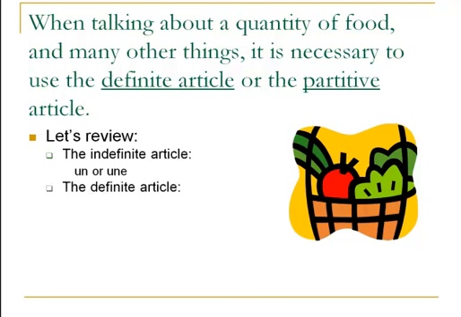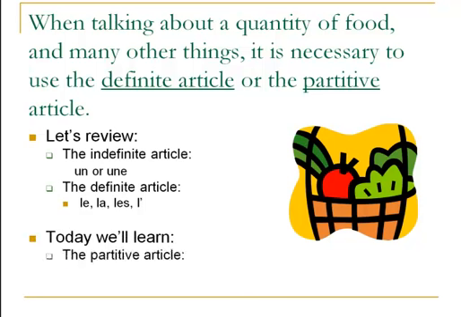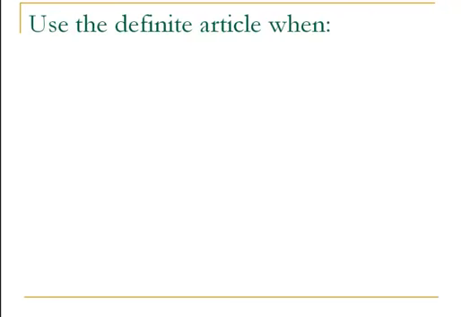Now, the definite articles, if you remember what we've learned before, those are the words le, la, les, or l'apostrophe, and they mean the. The way that we use them, I'll explain here in a minute. Now, these notes are going to explain the partitive article, which in English actually means some. We've used this before, like if we say des amis, some friends.